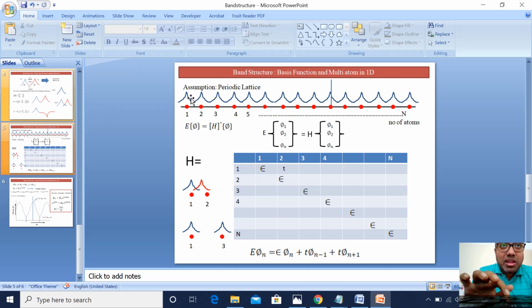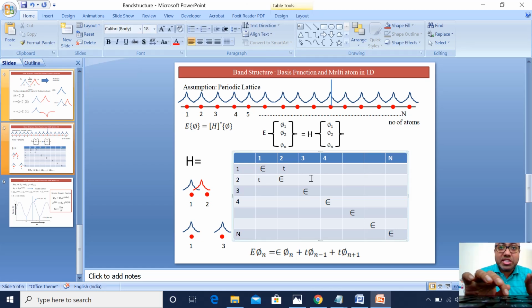Since these are the same atoms, the wave functions of the same atoms are the same. They are separated by the same distance because it's a periodic lattice. That means the overlap area is kind of the same, and the overlap area we have represented by T. So 1 and 2 are represented by T, and 2 and 3 as well, because they are sitting very close to each other. Similarly, the H12 matrix element, I can write, is T.